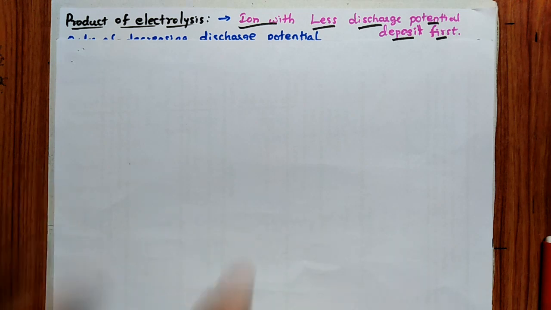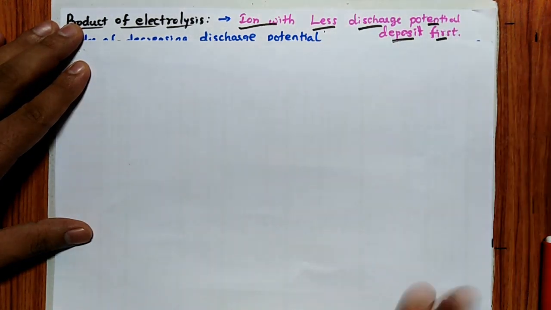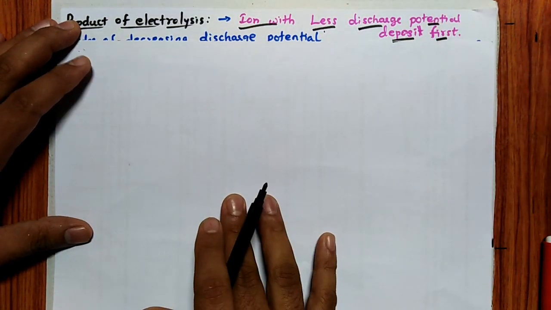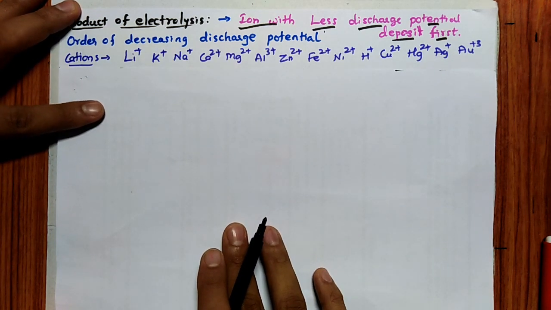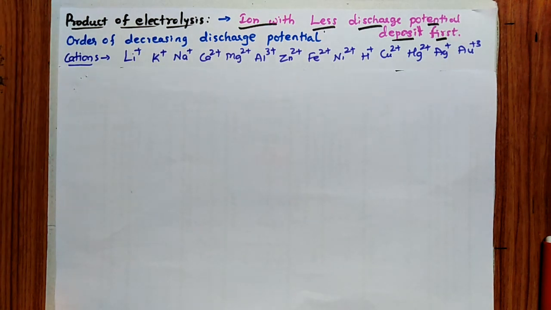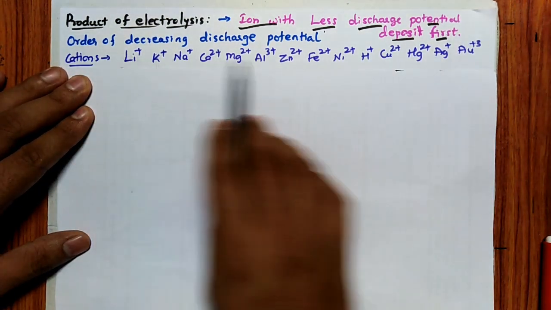Whichever needs less current, that goes and deposits first. So the ion with less discharge potential deposits first. Then we have to know the order of decreasing discharge potential. This is the order of decreasing potential. So remember this part. And this is very easy to remember if you remember the electrochemical series. See, starting from the first element lithium to gold, there also we have written the same order.